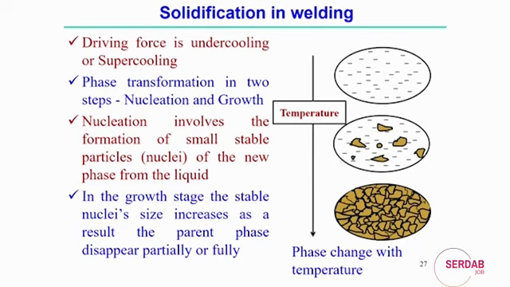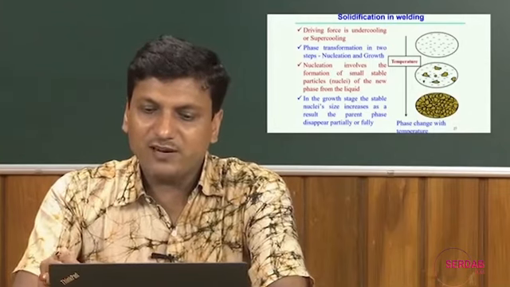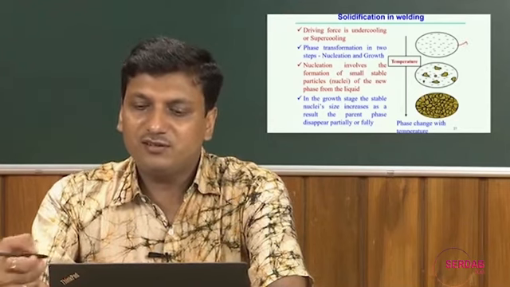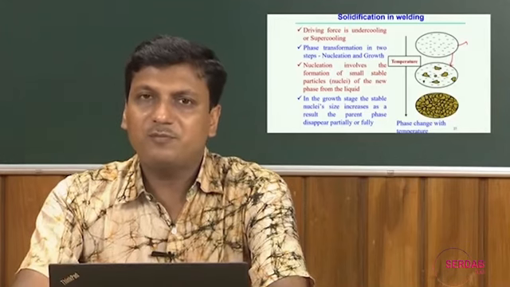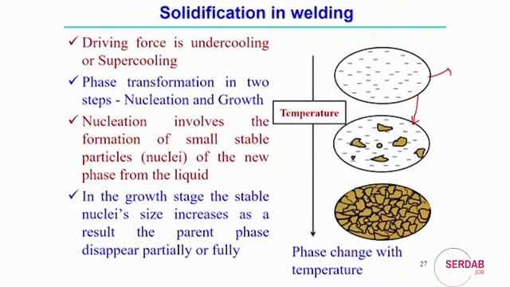In this case, solidification mainly happens in two phases. First is the nucleation, and then subsequently growth. Phase transformation may happen in these two phases. Nucleation basically involves the formation of small stable particles, called nuclei, of the new phase from the liquid. If we look at that picture, suppose this is the liquid metal. When this liquid metal comes from the superheat temperature to the liquidus temperature, then there is a start of the formation of small nuclei, small particles, and those particles and the liquid metal coexist.